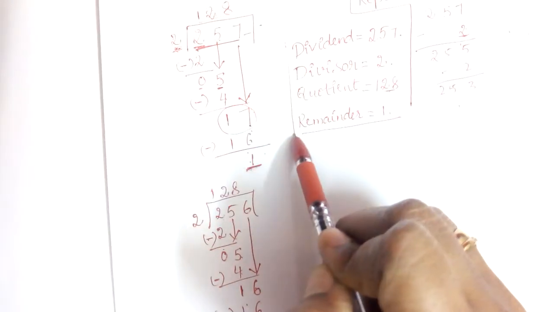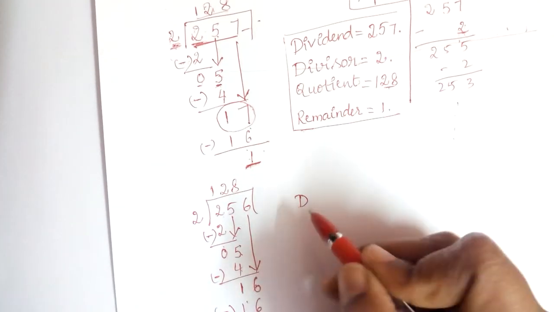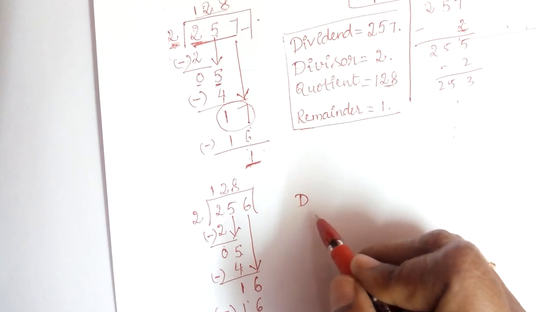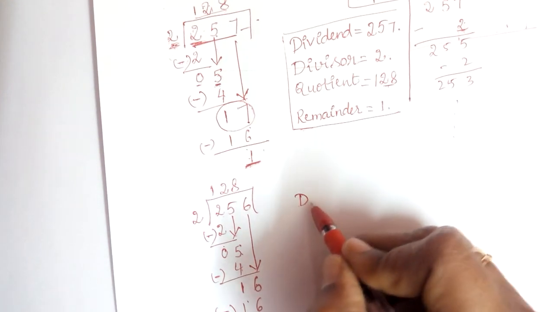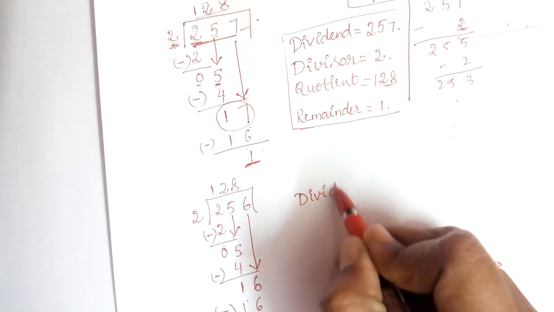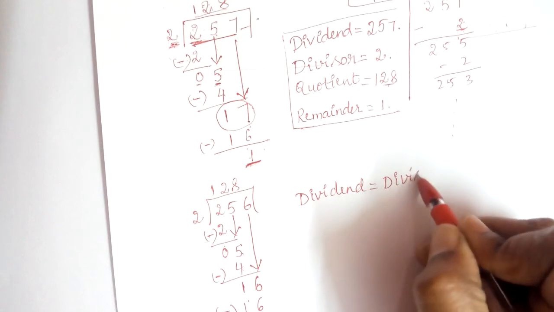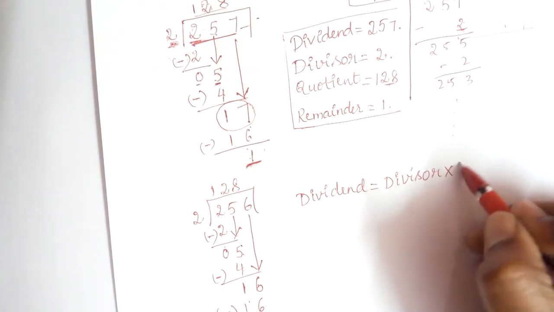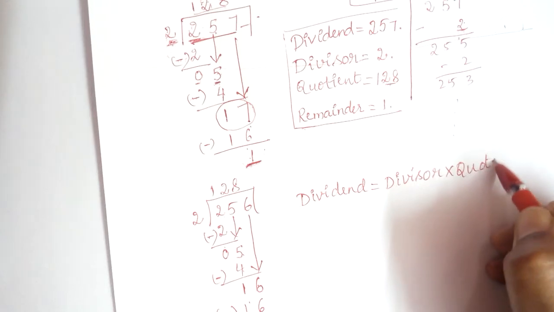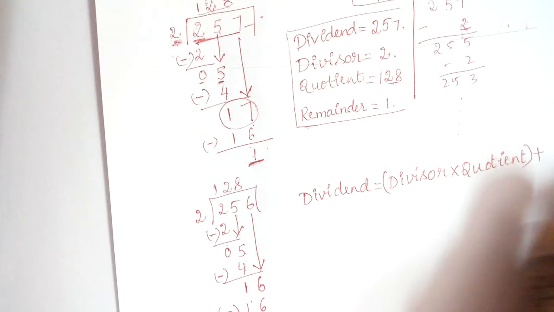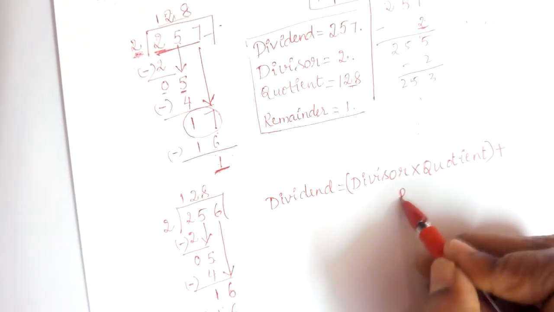So now we'll write the formula for division. This rule uses all these 4 things. Sometimes they will ask us to check also whether we got the correct answer or not. So dividend equal to divisor into quotient plus remainder.